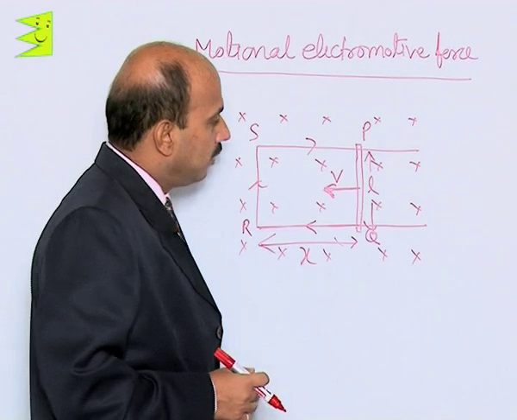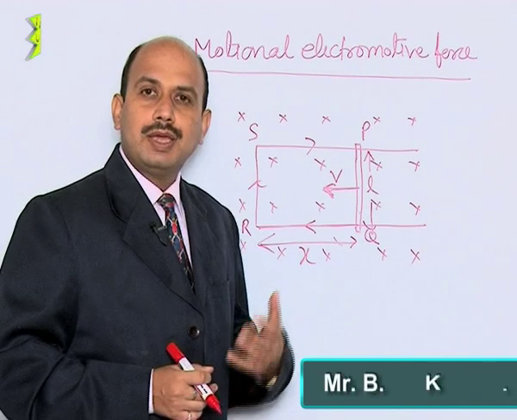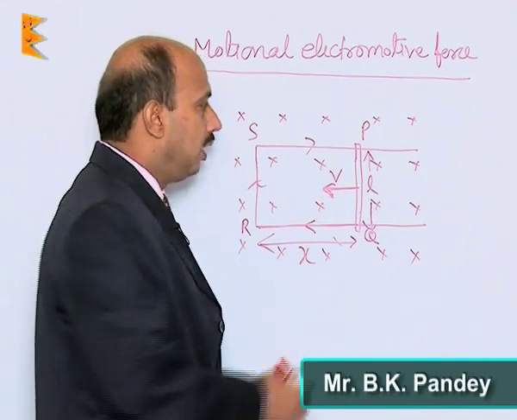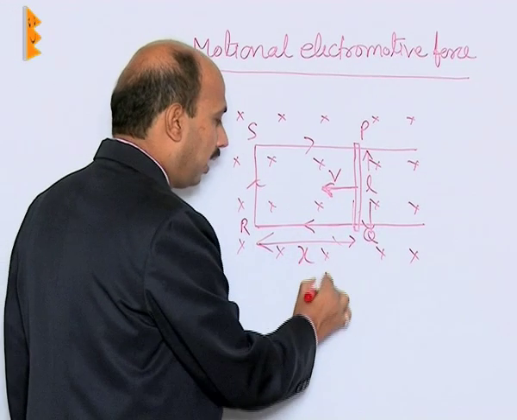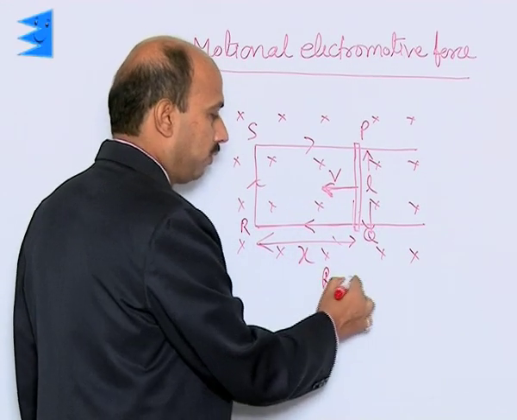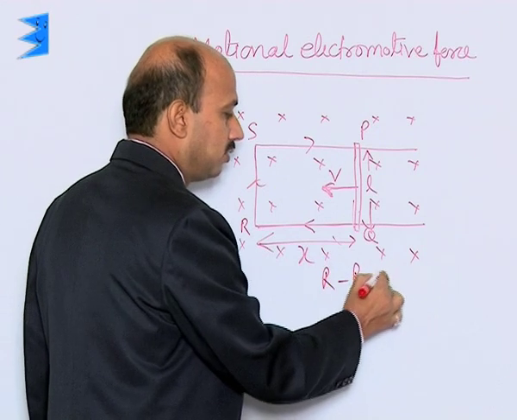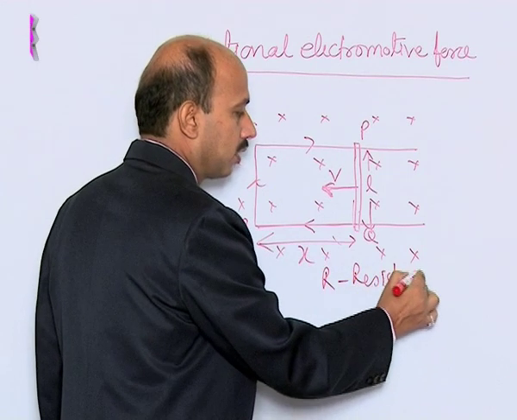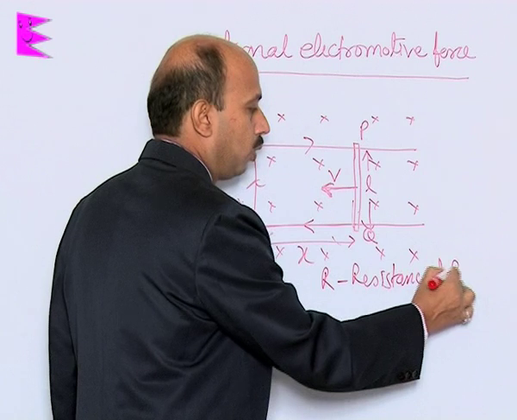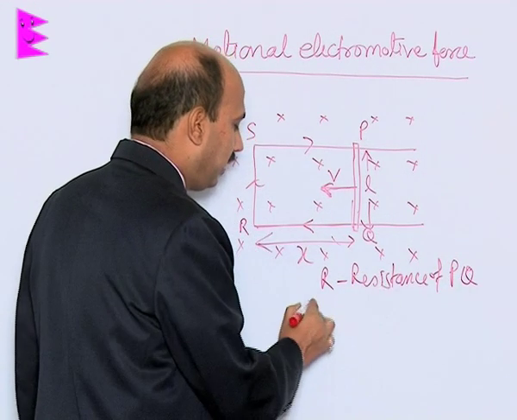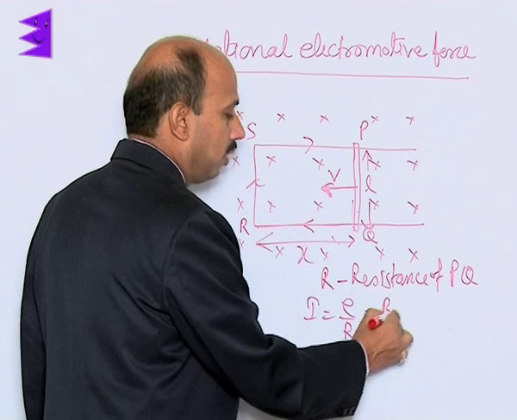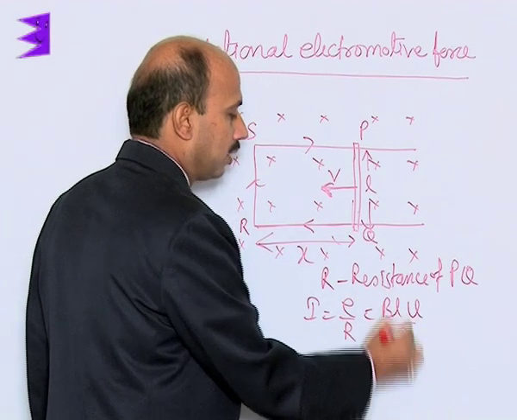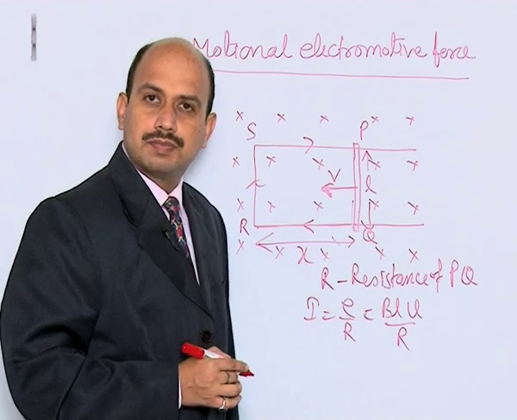So, in this case we have seen the induced EMF. We can also calculate the current. Let R be the resistance of the rod PQ. So, we can write I is equal to E upon R, that is BLv upon R, which is the magnitude of the current.